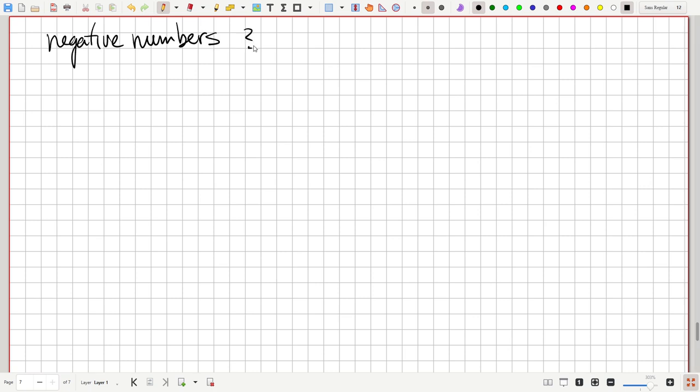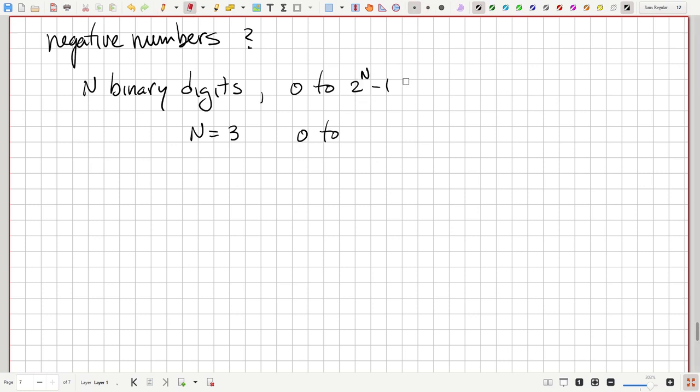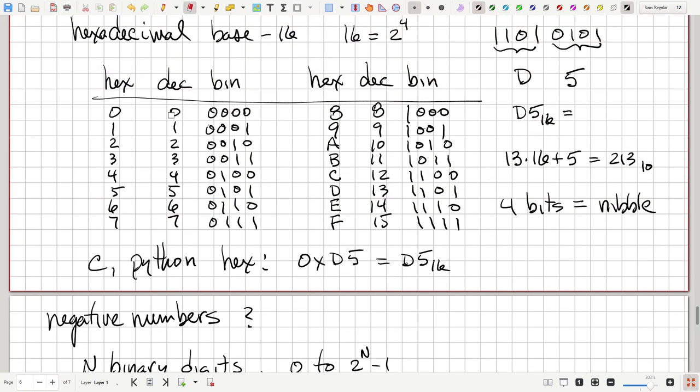Obviously, we end up with negative numbers whenever we do subtraction of appropriate operands. So, negative numbers are very important for us. If we have N binary digits, we can represent any integer from 0 to 2^N minus 1. If N is equal to 3, that would be 0 to 2 to the third, which is 8, minus 1 is 7. So it's 0 through 7. And if N was equal to 4, that'd be 0 to 2 to the fourth is 16 minus 1 is 15. Okay, so that's just what we've been doing here, 0 to 15.